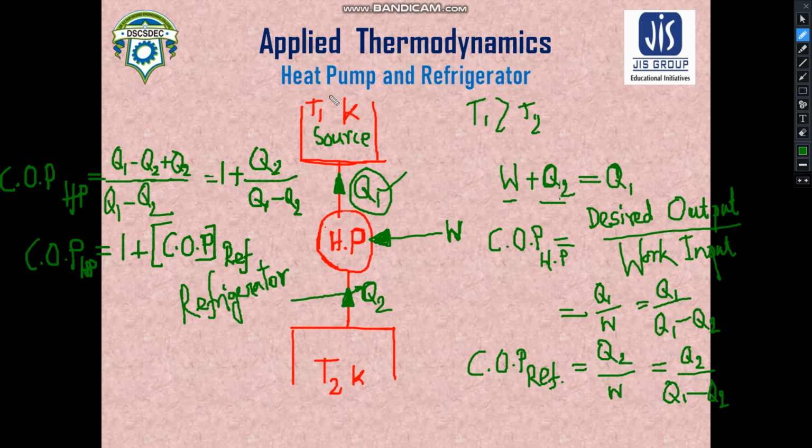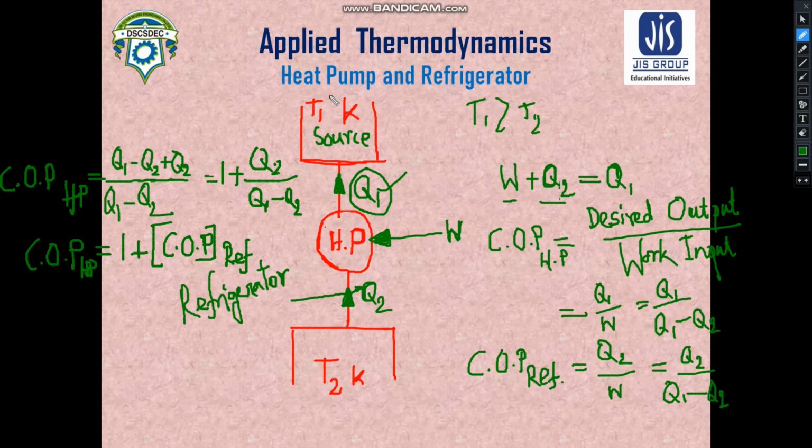Heat engine takes heat from a high temperature source, delivers work, and rejects heat to the low temperature sink. What does heat pump do? Heat pump takes heat from the low temperature reservoir, rejects heat to the high temperature reservoir, and to make this process feasible, you need to employ some external work from the outside. Until and unless you are providing that external work, this heat pump will not work.